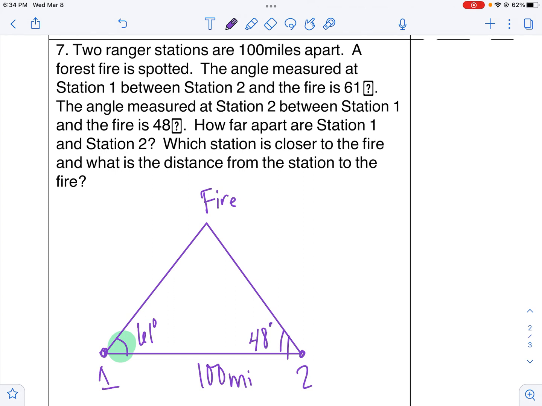The angle between station 1 and the fire as seen from station 2 is 48 degrees. Now I have an angle side angle, so I could find out that this is, what is that, 109, so that would be 71 degrees. And then you can set up your law of sines to find x and y. I want to know which one is closer.